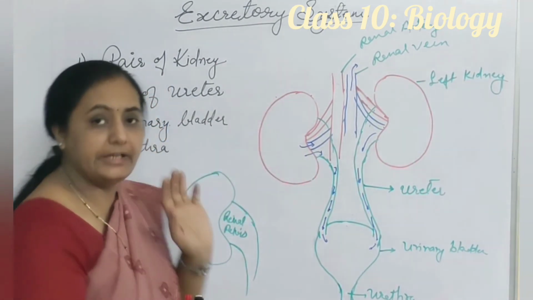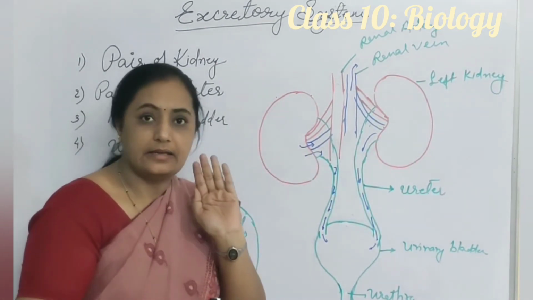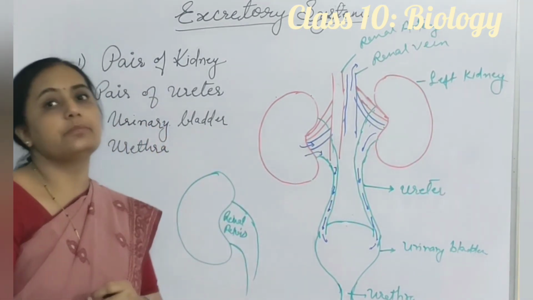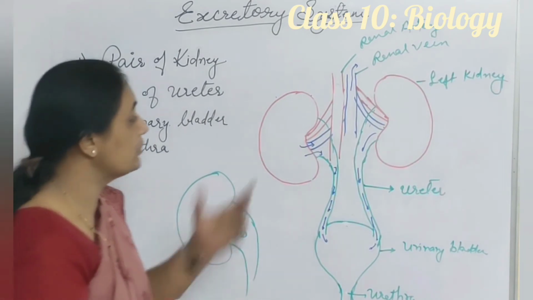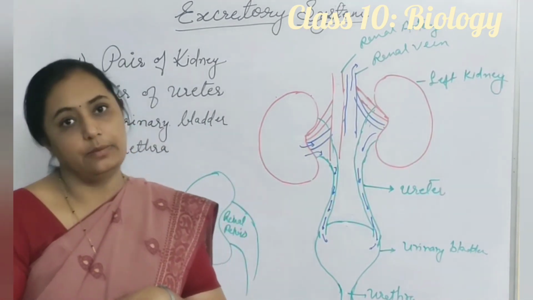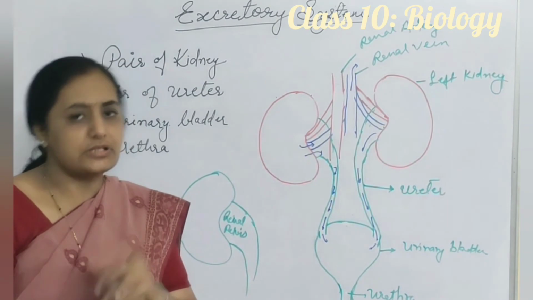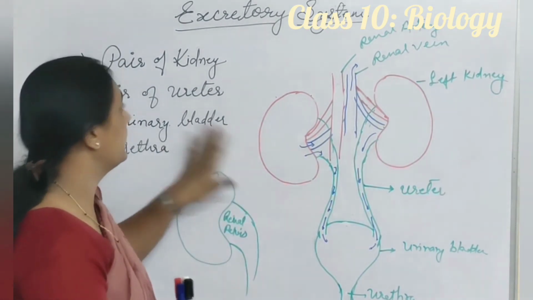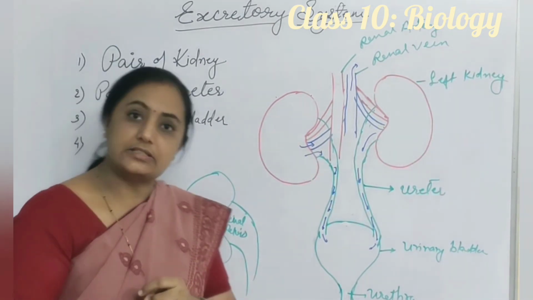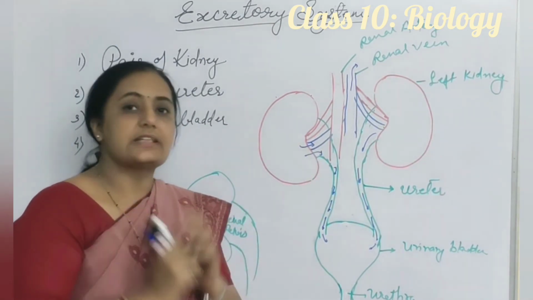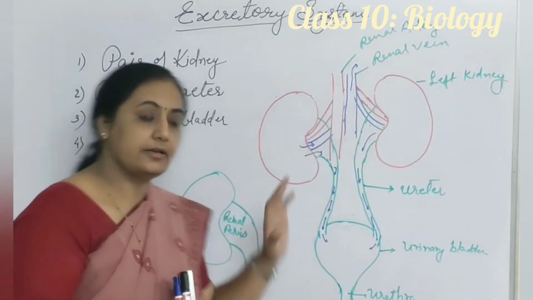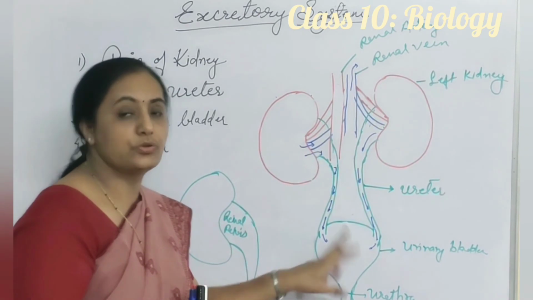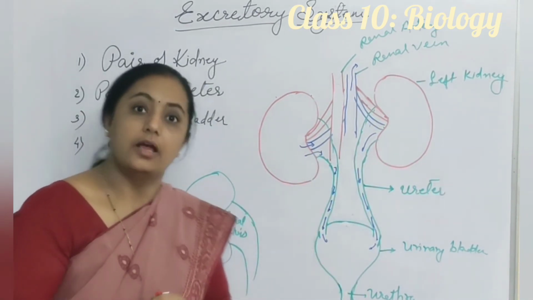The approximate weight of the kidney is 120 to 140 grams in females, whereas 120 to 170 grams in males. That is the approximate weight of the kidney. So the kidneys are located in the posterior region of the body. On each side of the spinal cord, one kidney is there. The kidney opens in the ureter, the pair of ureters opens in the urinary bladder, and the urinary bladder opens in the urethra.